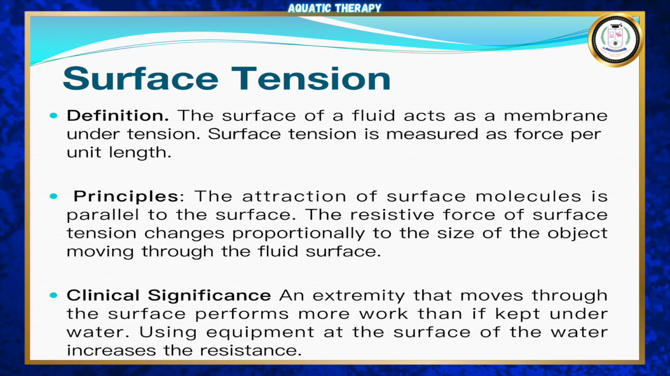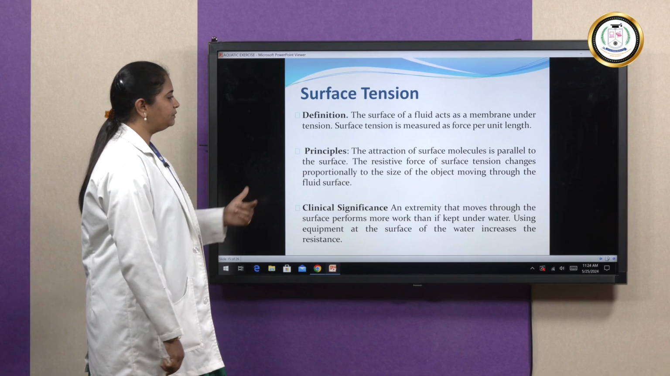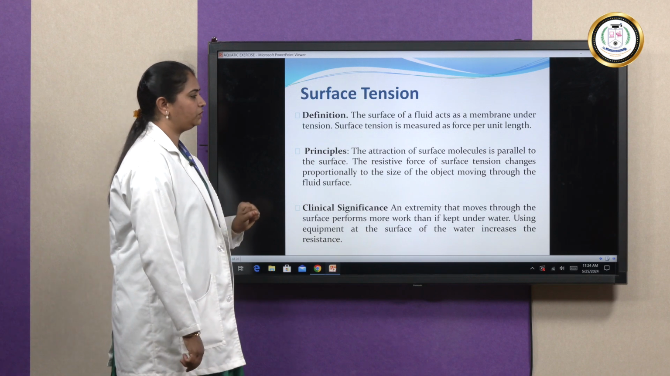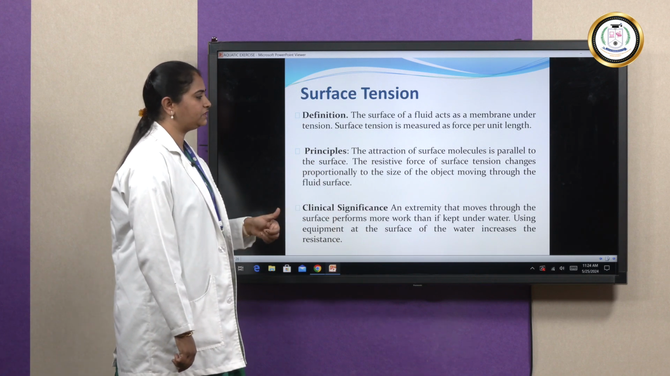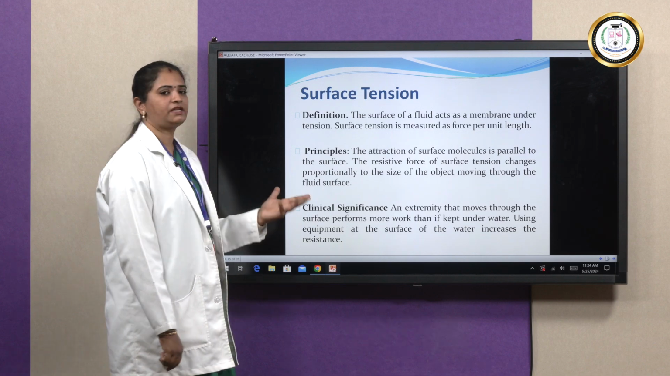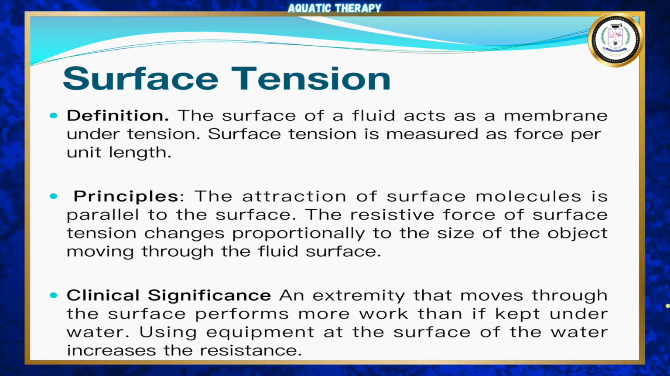Surface tension. The surface of the fluid acts as a membrane under tension. Surface tension is measured as force per unit length. The principle: attraction of the surface molecules is parallel to the surface. The resistance of the force of surface tension changes proportionally to the size of the moving objects throughout the fluid surface. So the clinical significance is that an extremity that moves through the surface performs more work than one kept at rest.